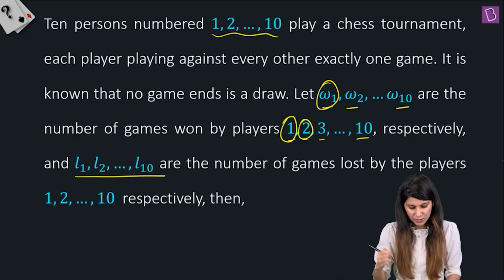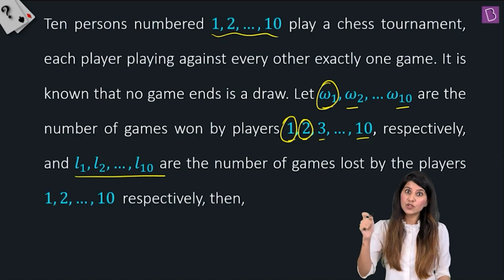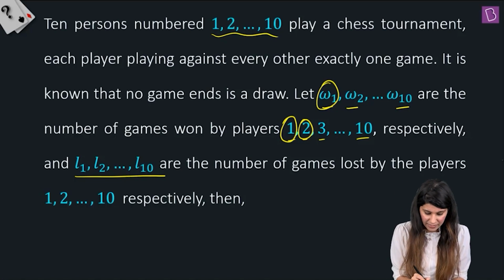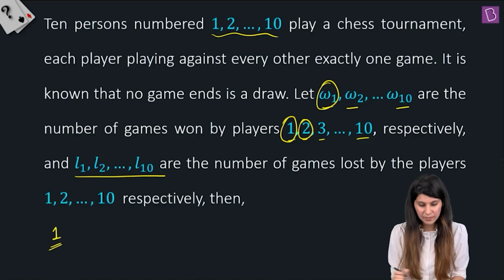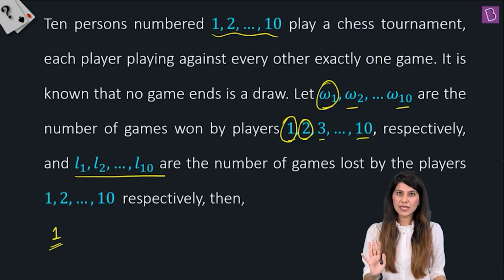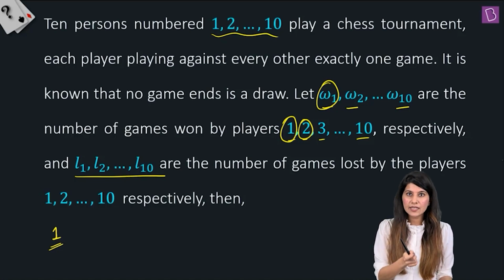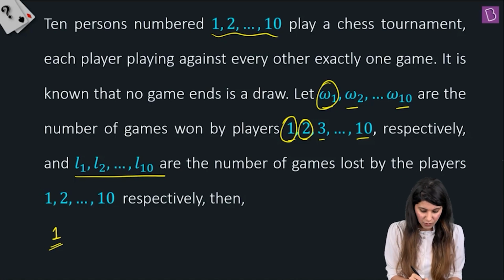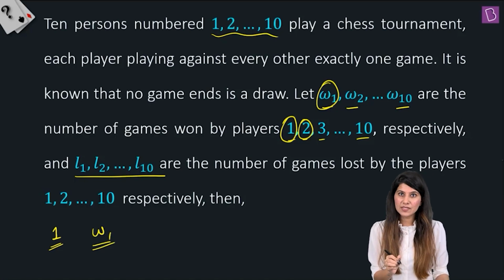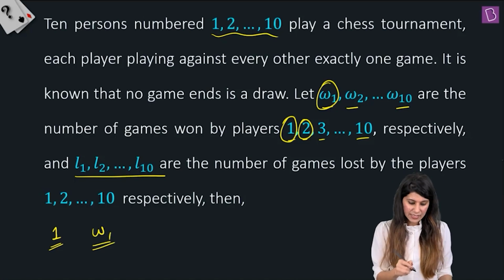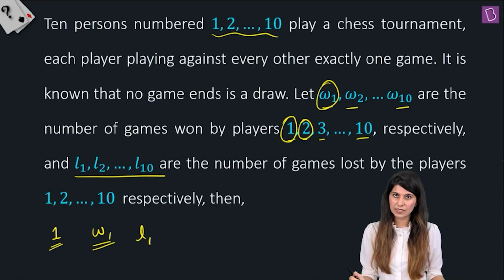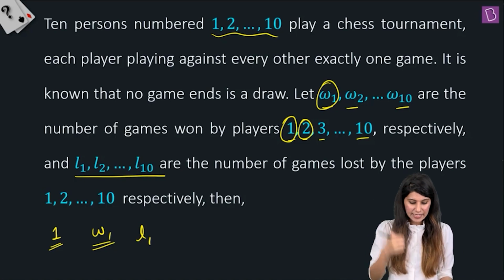Similarly, L1, L2 up to L10 are the number of games lost by players 1, 2, 3 up to 10. Right? So that means each player, suppose player 1 is playing some games, right? So either this player has lost some game or won some game. So W1 is the number of games this player has won, and L1 is the number of games this player has lost. So this is the information.